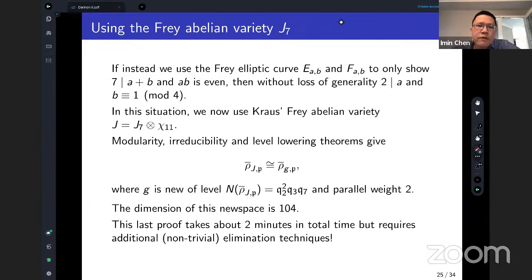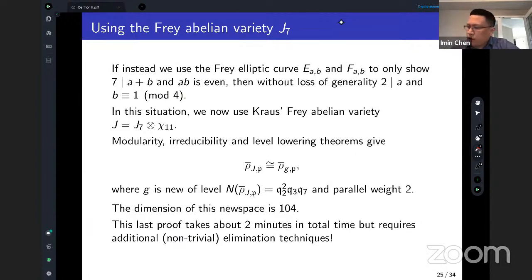If AB is even, from the form of the equation, we can assume without loss of generality that 2 divides A and B is congruent to 1 mod 4, by switching A and B and possibly negating A and B as an ordered pair. And that's very fast because in those cases, the levels are very low.